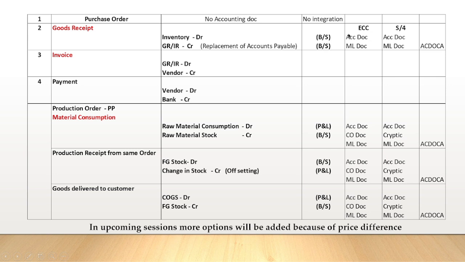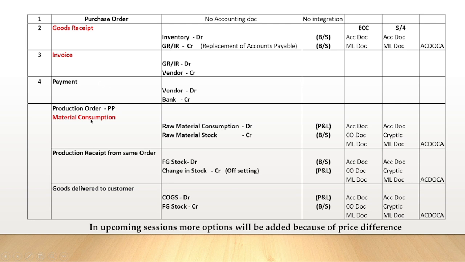What are the documents here? In ECC, accounting document, accounting document. Again, with respect to inventory, material ledger document, material ledger document. In S4, the tables are not different, the ACDOCA table only. For the invoice, GRIR debit, vendor account credit. For payment, vendor debit, bank credit.